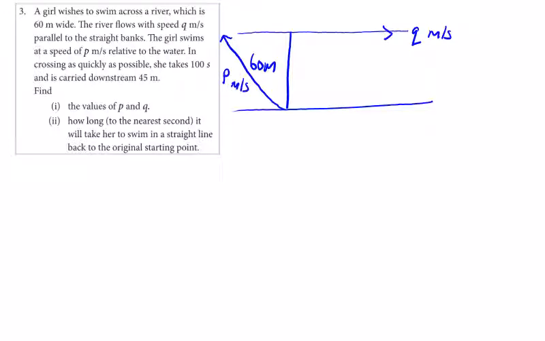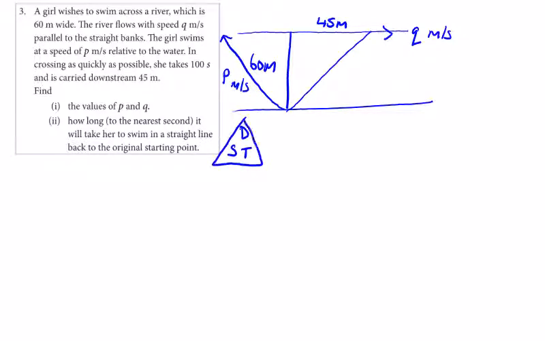In crossing as quickly as possible, she's going to cross with the flow of the river, so she's going to go this way. She takes 100 seconds and she's carried 45 meters downstream. So we should be able to use distance, speed, and time here to get P and Q.